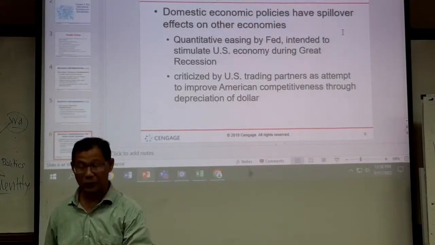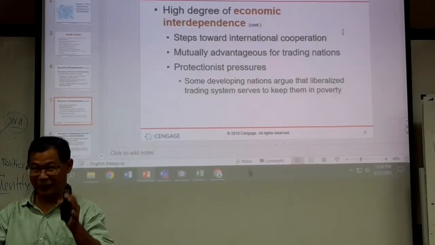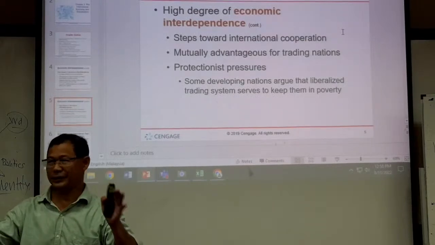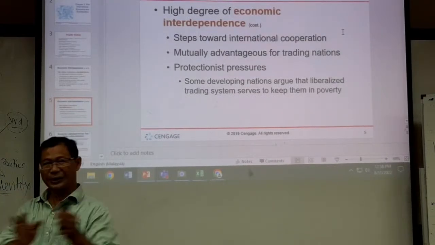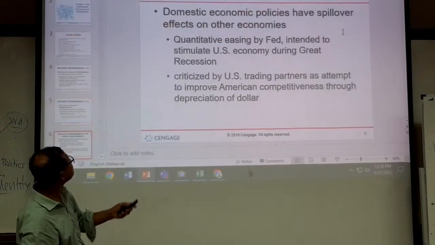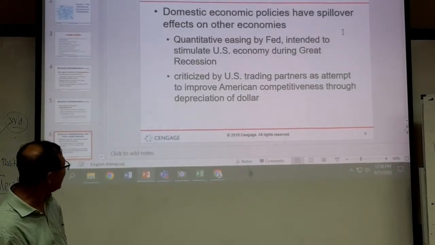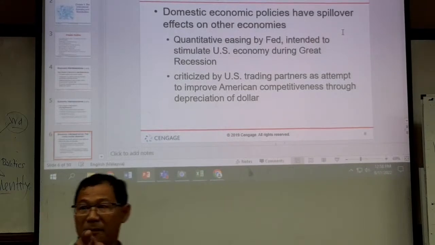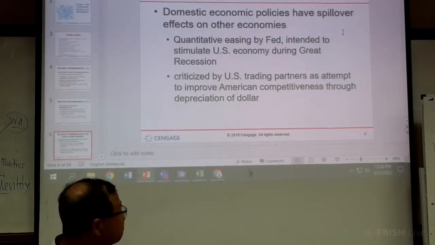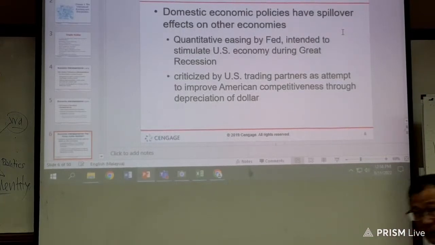But our theory will show that's not true. This is the theory of trade theory, okay? But reality is different. Theory, yes, theory. Reality is different because there's so many other things. So domestic economic policies have spillover effect on other economies. For example, quantitative easing by Federal Reserve, Central Bank of the United States, intended to stimulate the economy. Okay, this is core knowledge.